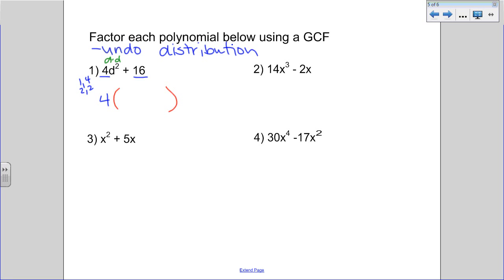Another word for undoing distribution, ladies and gentlemen, is I simply call it dividing by your GCF. I'll tell my students a lot of times, divide. What's 4 divided by 4? 1. And so that's going to leave you with 1 d squared, d to the second. What's 16 divided by 4?